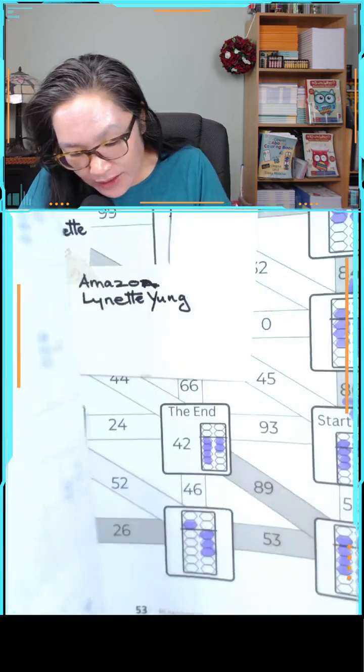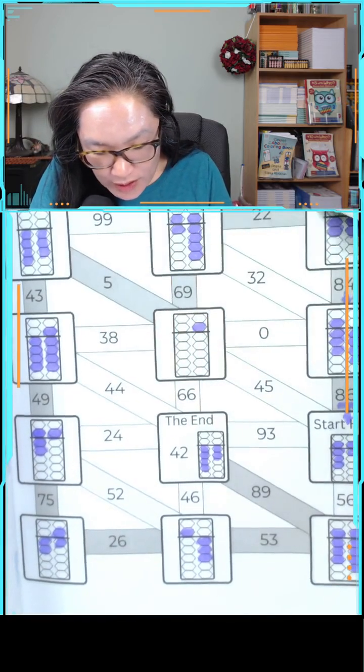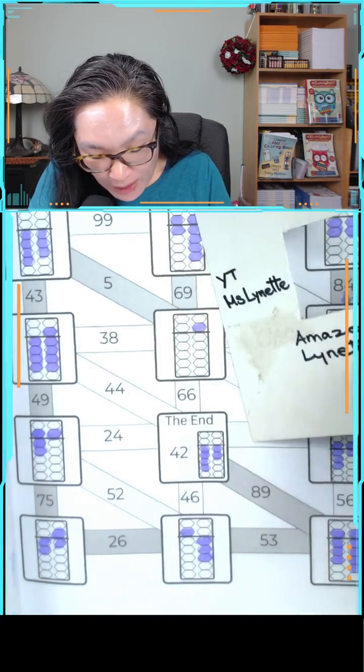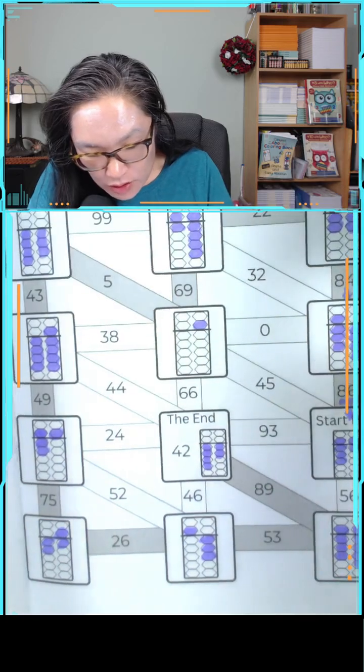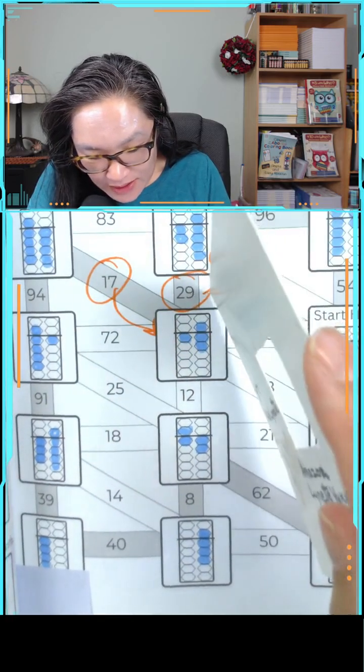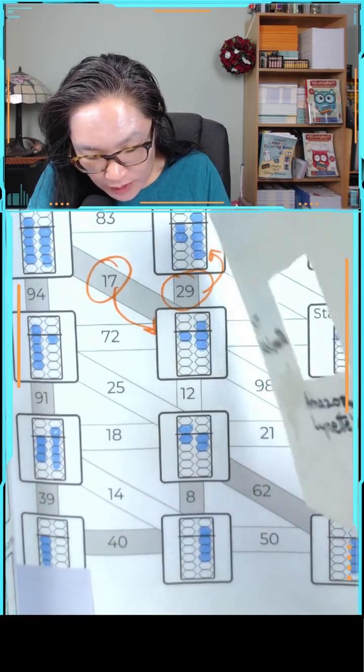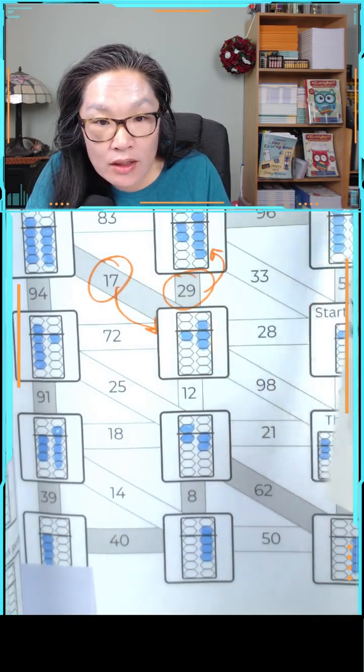I do have an example of a reverse maze, which means you have the number, right? You have the path, and then you can color in the number on the abacus. So I call it a reverse maze, because I give you the number, you need to color in what the number is.